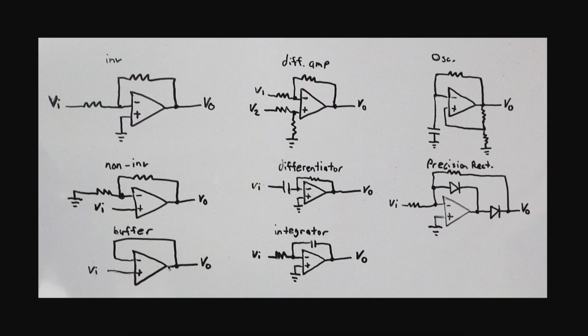If we just want a unity gain buffer, we just put a wire from out to inverting in and just feed the input, jumper it over to the non-inverting input.